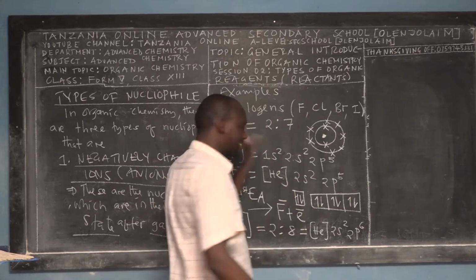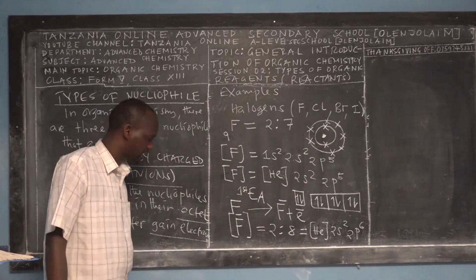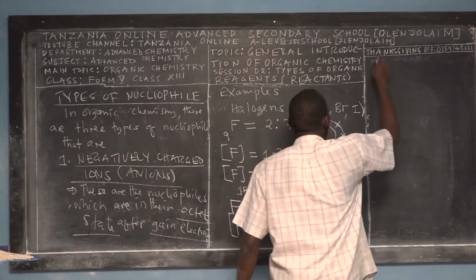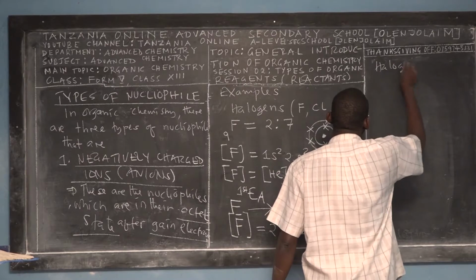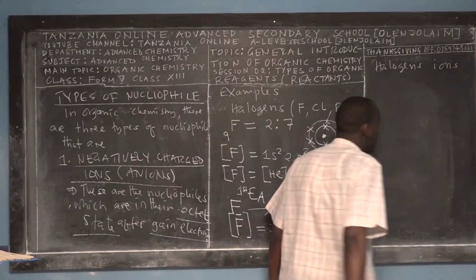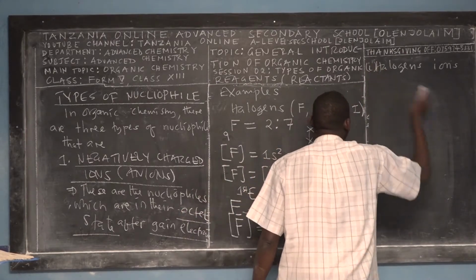Okay, so let us come to business. You see that now, you understood even something that we didn't understand in general chemistry. So now we can have halide ions, or halogen-derived anions. This is one of the examples of negatively charged species.